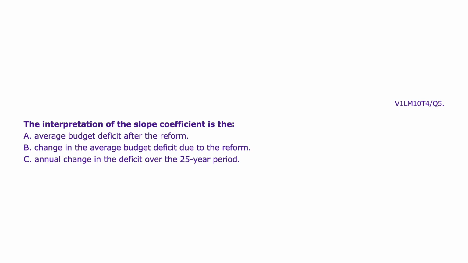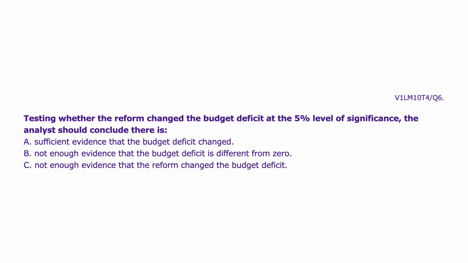The interpretation of the slope coefficient is the: A. Average budget deficit after the reform. B. Change in the average budget deficit due to the reform. C. Annual change in the deficit over the 25-year period. Testing whether the reform changed the budget deficit at the 5% level of significance, the analyst should conclude there is: A. Sufficient evidence that the budget deficit changed. B. Not enough evidence that the budget deficit is different from 0. C. Not enough evidence that the reform changed the budget deficit.